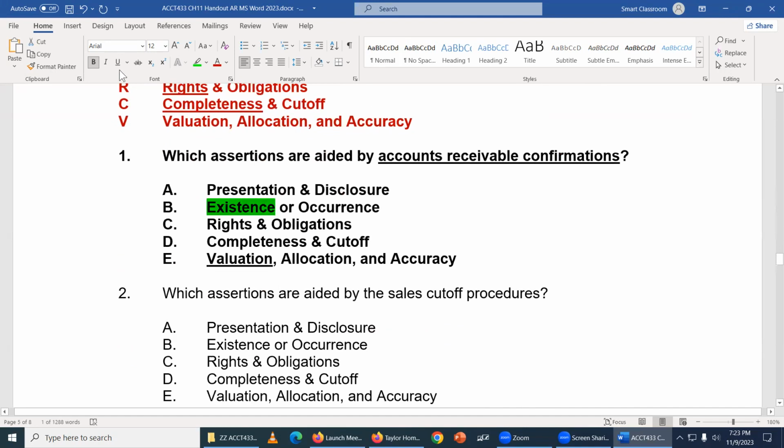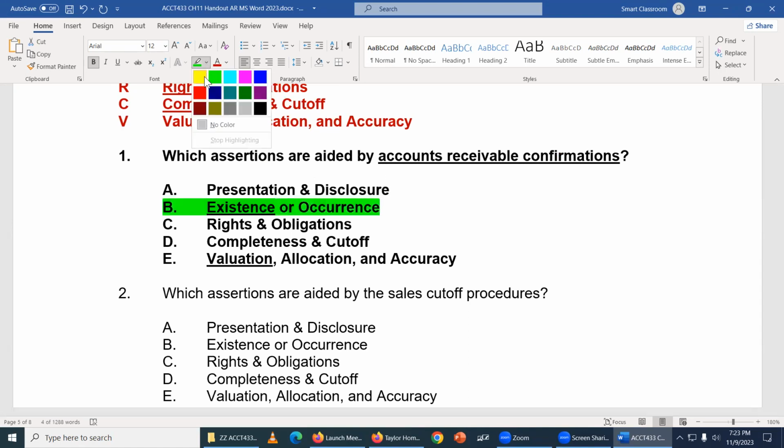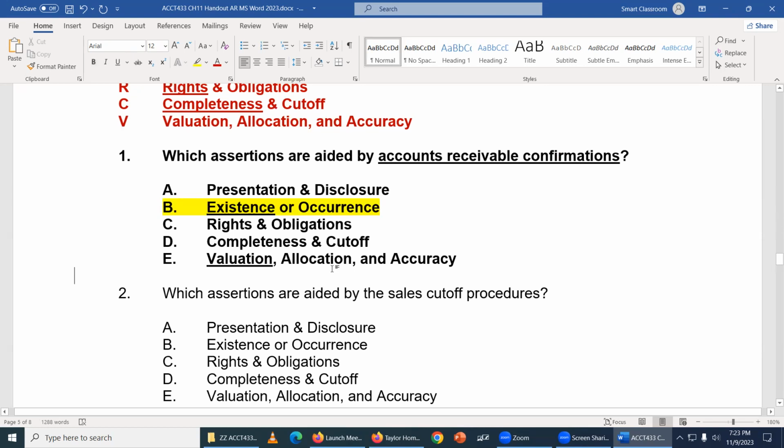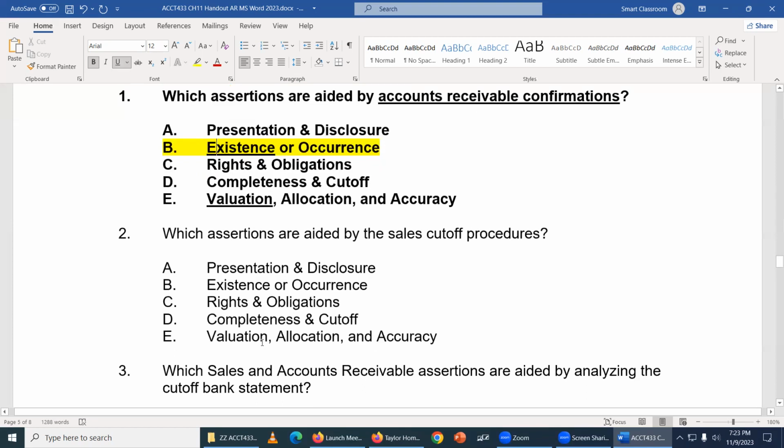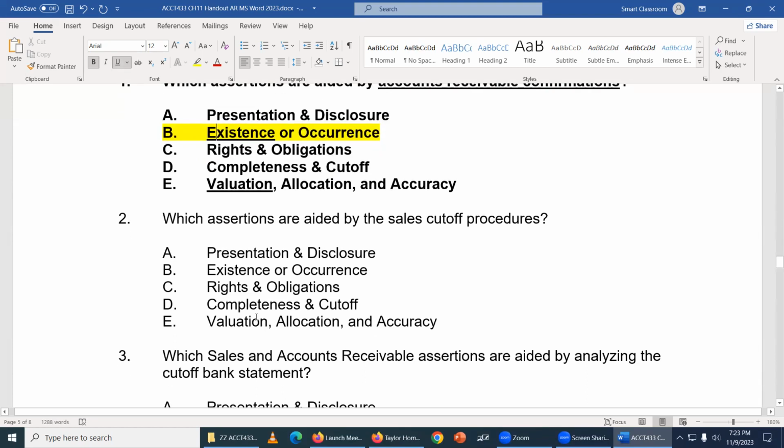Did a sale actually happen or not? If it comes back and says, we have no idea what you're talking about, that could be a problem. So the one that it tests the most, and this is a tough question, is existence. It does move up to these other ones here in the cutoff and all that kind of stuff, but the one that it focuses on the most is, did it actually exist? The people that actually get something. Okay, which of the assertions is aided by the sales cutoff procedure?